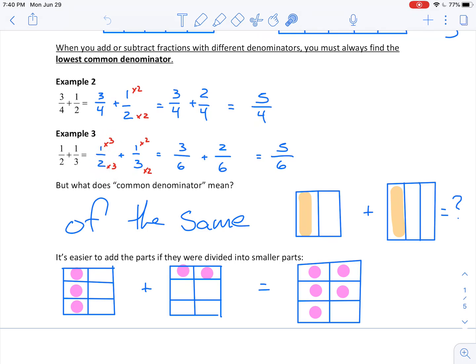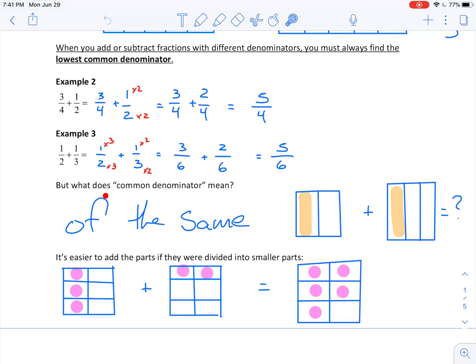Same idea for 3. How do I get it to become 6? I multiply it by 2. What I do to the bottom, I do to the top. So now I have 1 over 2 is 3 over 6. 1 over 3 is 2 over 6. Now that I have the denominator being the same, I simply add the numerators, and I get my final numerator, which would be 5 over 6.